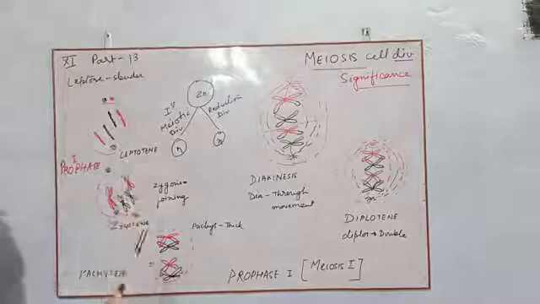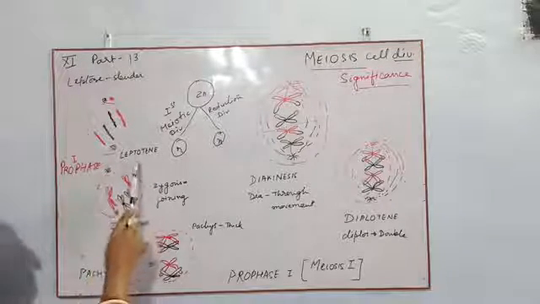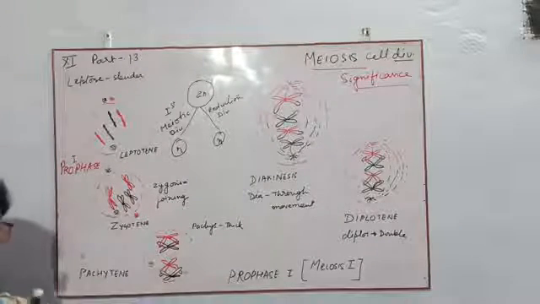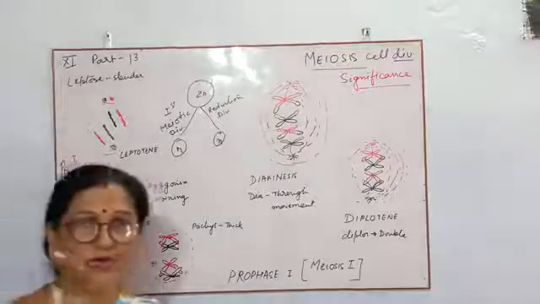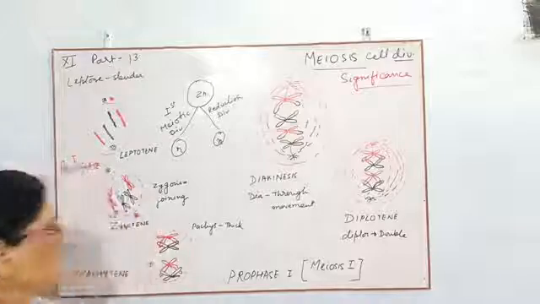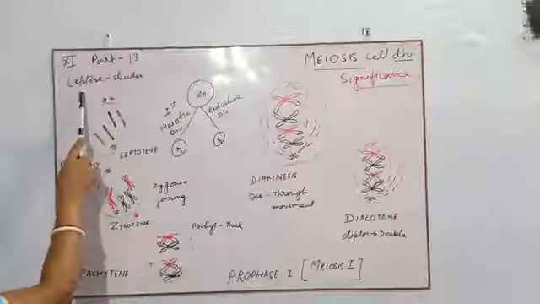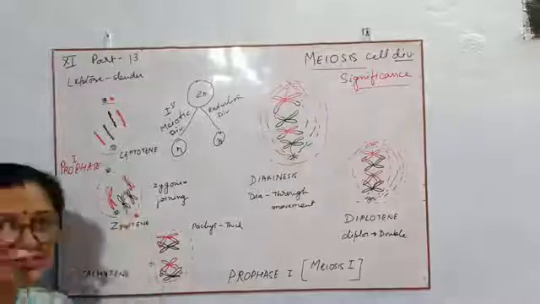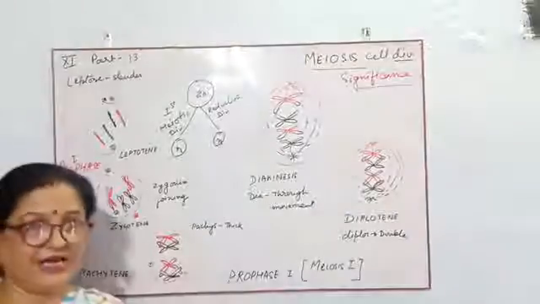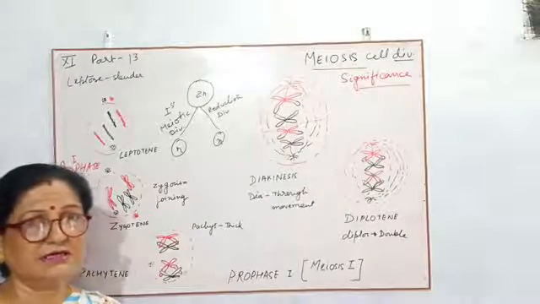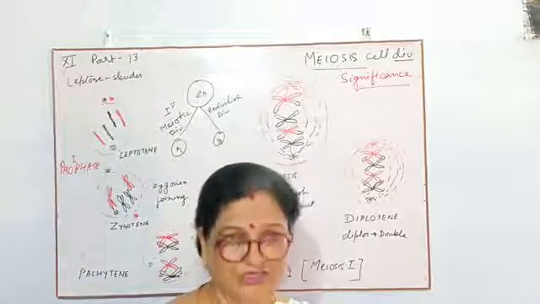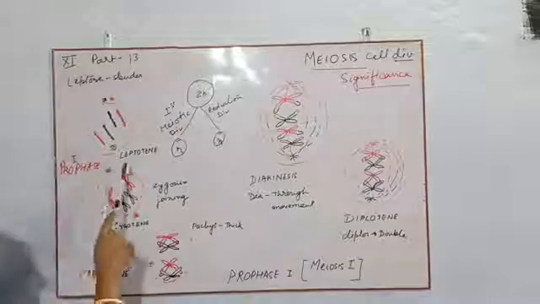Now leptotene, within the meaning of it, you can understand about the phases. Altogether 5 phases form a long period, but one phase only will form the short period. Leptotene: leptos means slender, nema means thread-like. Here the chromosomes are thin, long, thread-like in the nucleus, in the form of chromonema, not in the form of chromatids. This is the first condition, that is leptotene.